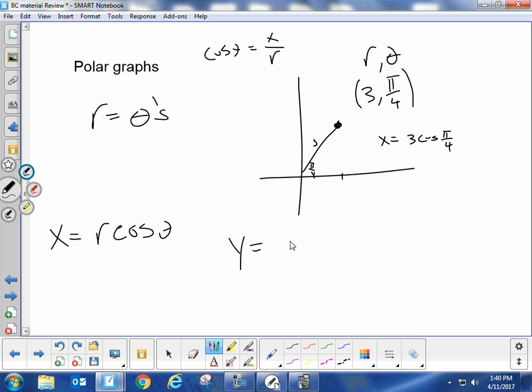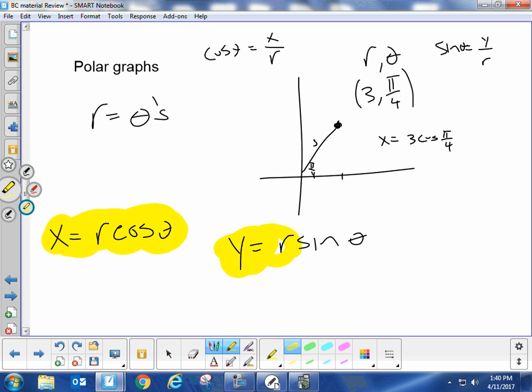Now, also, the y coordinate could be said as r sine theta, knowing that sine is equal to the opposite side over the hypotenuse. The hypotenuse would be r in this case. This is extremely important to know, that you can convert polar graphs into parametric equations using this relationship.